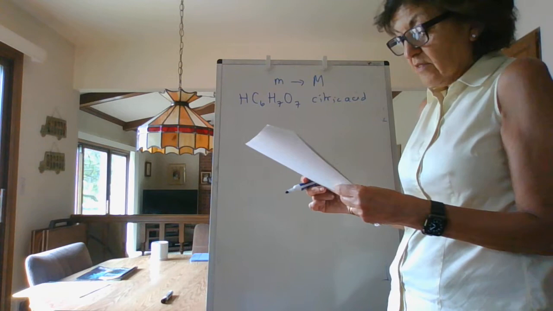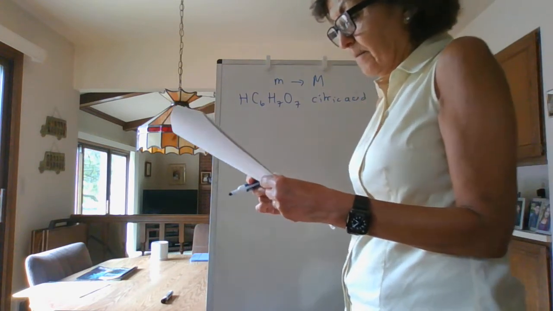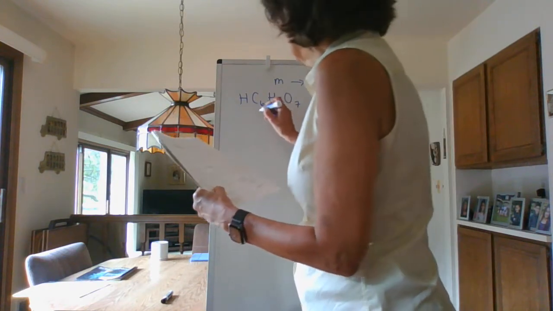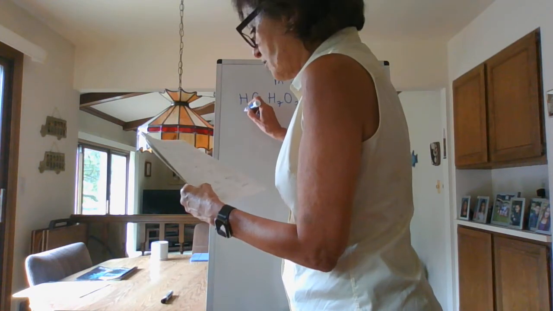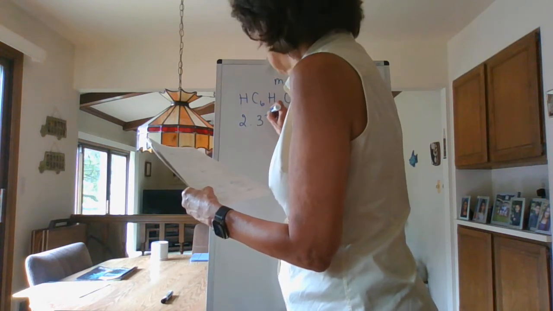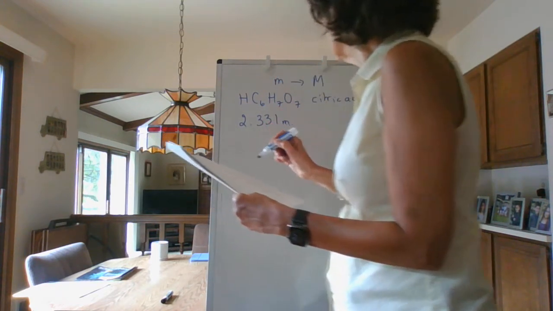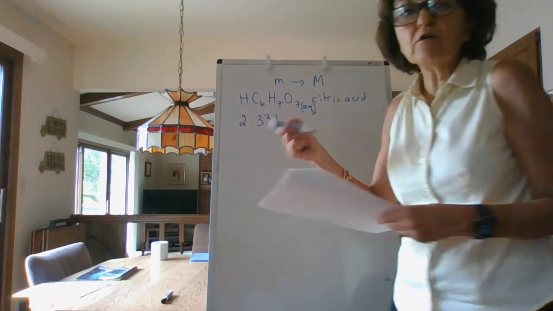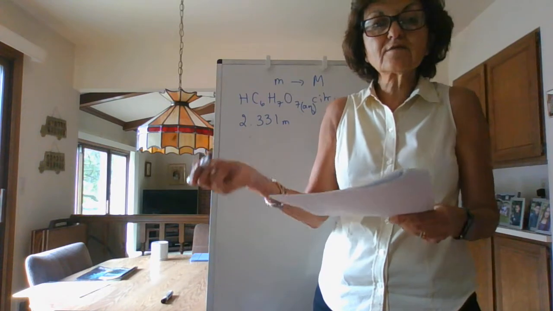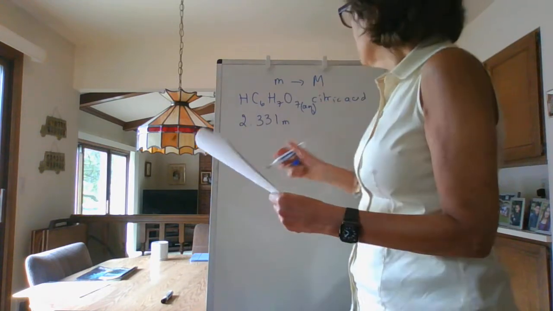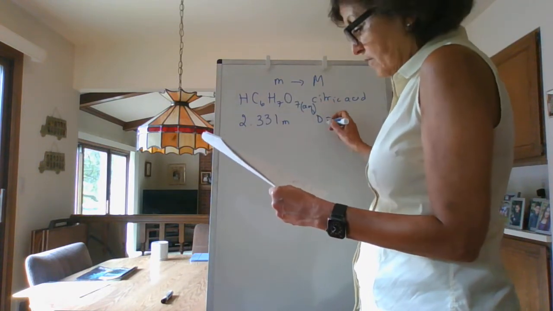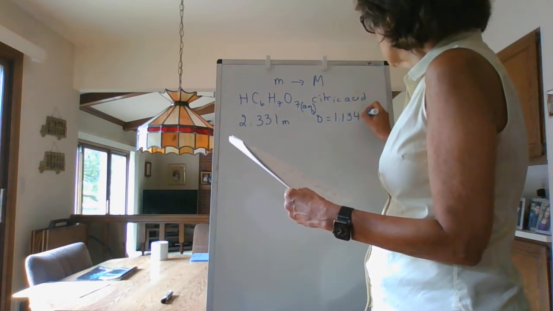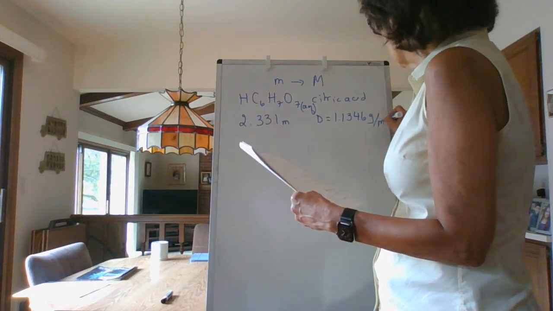HC6H7O7, I have an aqueous solution and the concentration is 2.331 molal. So this is an aqueous solution. That means the solute is citric acid and the solvent is water. The density of this solution is 1.1346, whoa, so many sig figs, grams per milliliter.